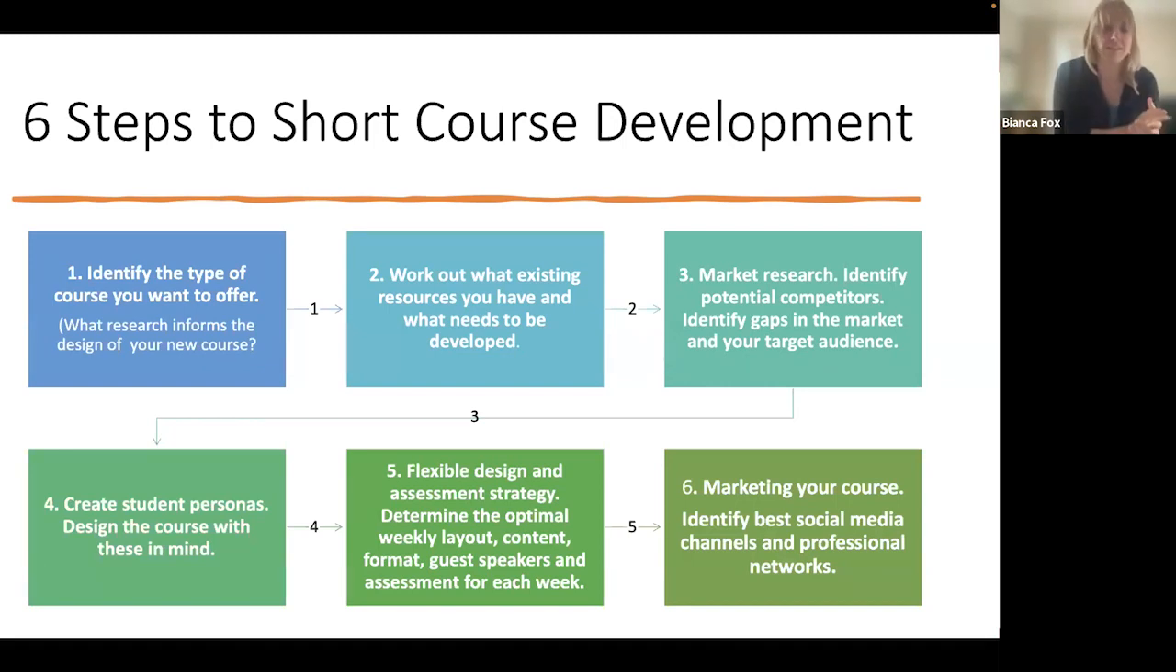So these are the six steps that we identified as being the basic steps that one needs to take when thinking about developing an online short course.